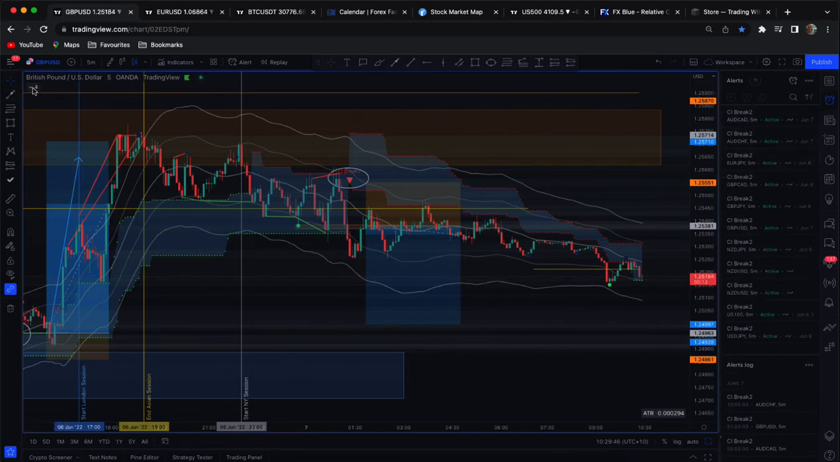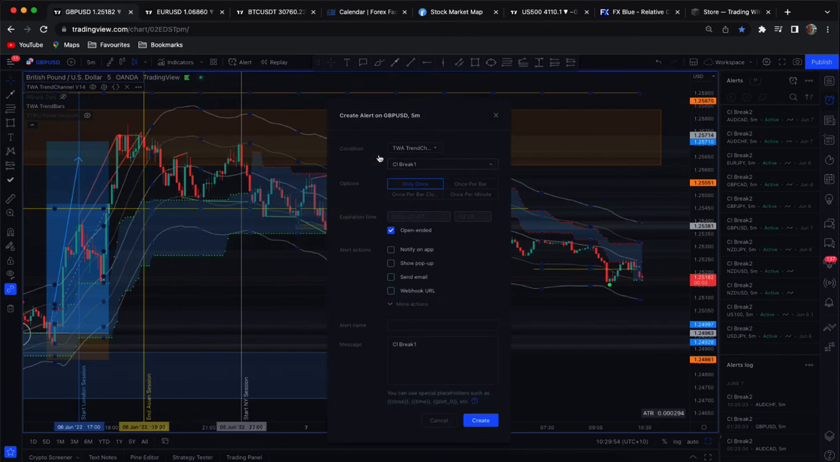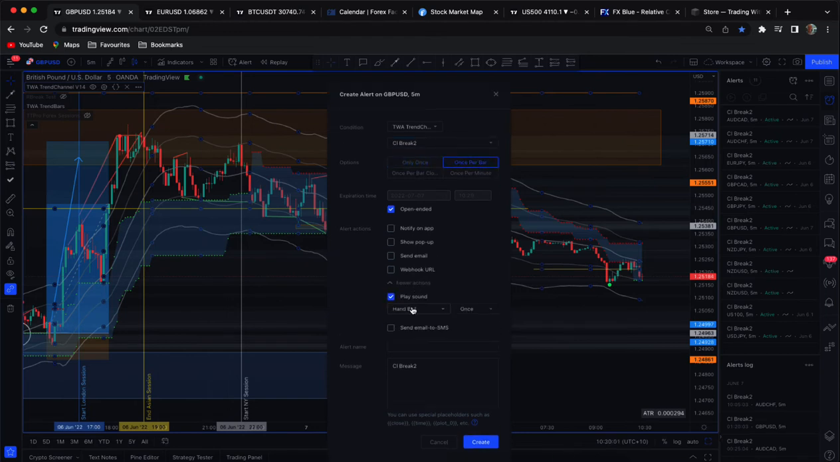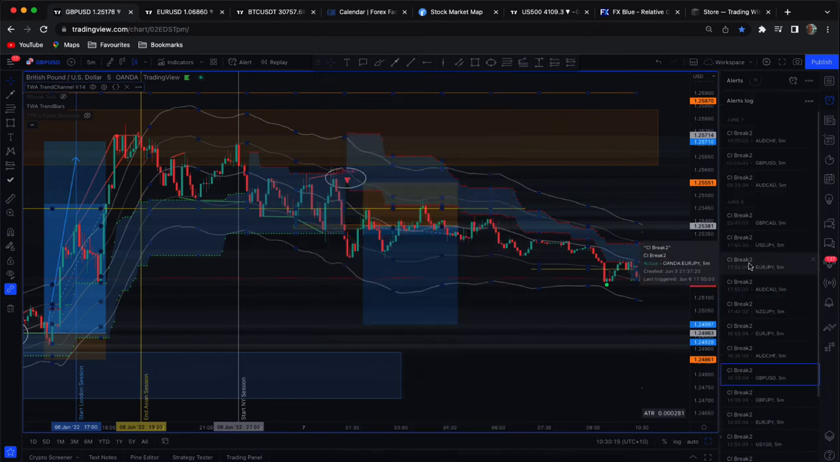It's just a matter of going on the 5-minute chart, go into the trend channel indicator here, click the three dots, add the alert, click that, and we go for cloud break number 2. It's cloud break 2, once per bar. These are my preferences. I like the handbell, and then create. I think I've got it, so I won't do that. Alright, so there's our pound dollar alert down here.